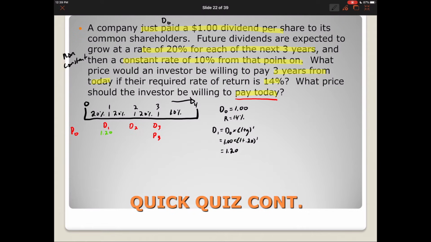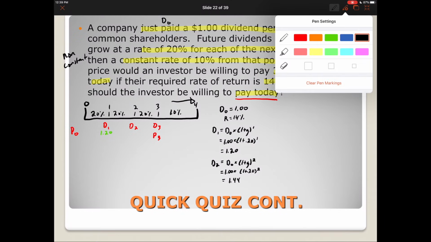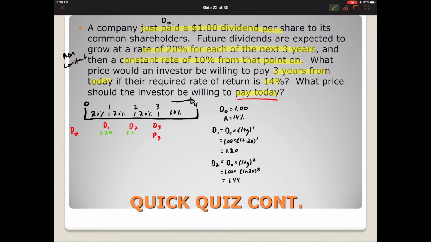Now we need to solve for D2. D2 can either be solved by using D0 and compounding it 2 periods, or you could take D1, $1.20, and compound it 1 period to get to the second year's dividend. I always go back to the beginning. Since I have the same growth rate, I can just take D sub 0 and compound it 2 periods at that 20% growth rate. So $1 multiplied by 1 plus 0.20 to the second power. My dividend in year 2 is going to be $1.44. Once again, let's transfer that to my timeline.